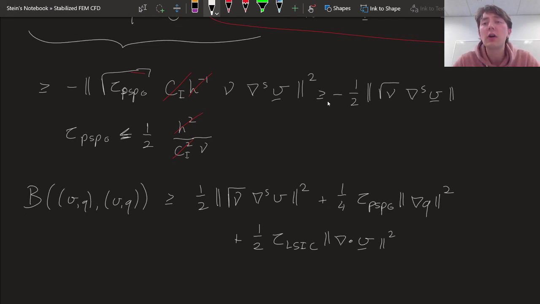Okay, so far the combination of tau PSPG and tau LSIC. I'll make one more video where we're going to combine everything, and we're going to combine SUPG, PSPG, LSIC, and we'll do this for the Oseen equation. Yeah, that's where we kind of left off before we started talking about the choices of stabilization parameters.